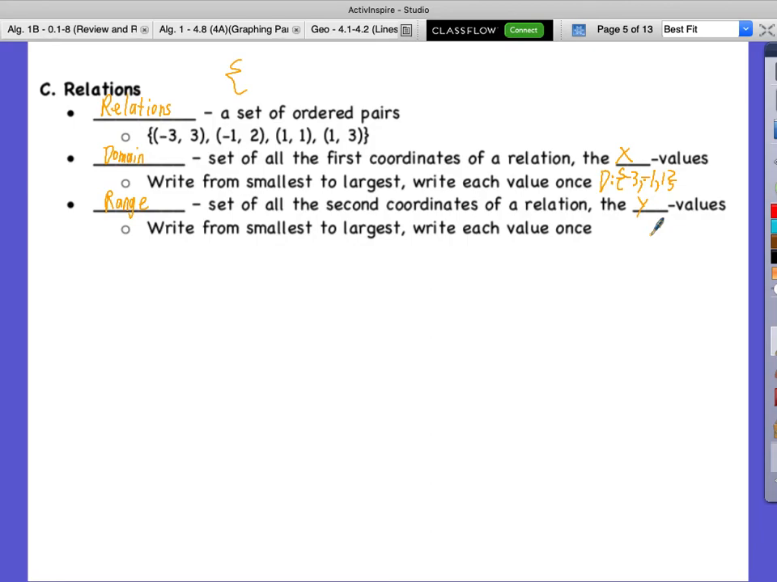So instead of the capital D, what am I going to put here? Capital R. Put a colon. And I'm going to put the y values from lowest to greatest. We have 3, 2, 1, and 3. What's the lowest of those? 1. What's the next lowest? 2. And what's the next? 3. Do I repeat 3? No, even though there's 2 of them, we don't repeat it. And that would be our domain, and that would be our range.